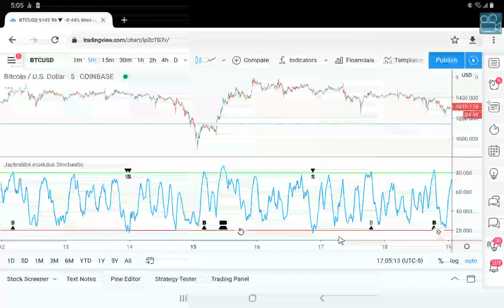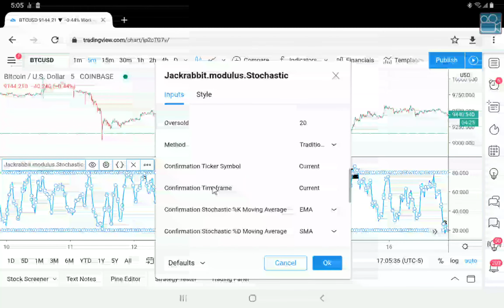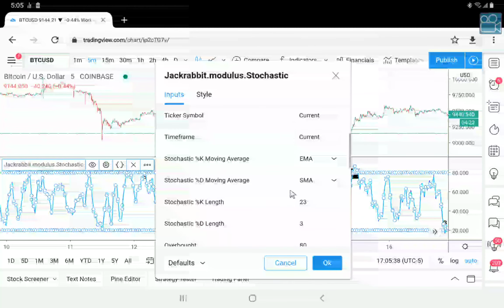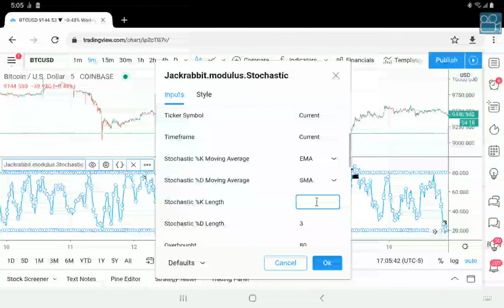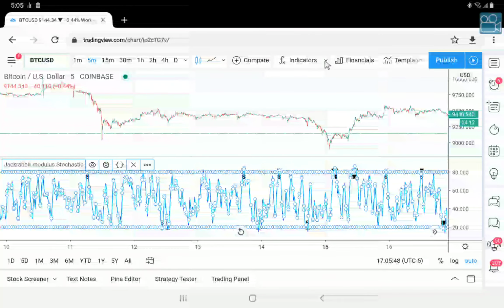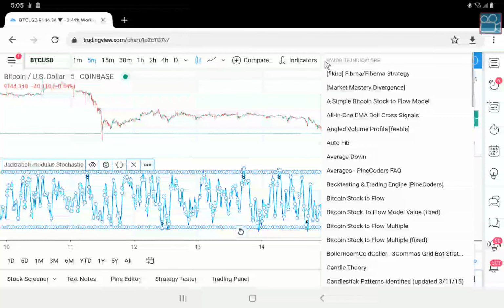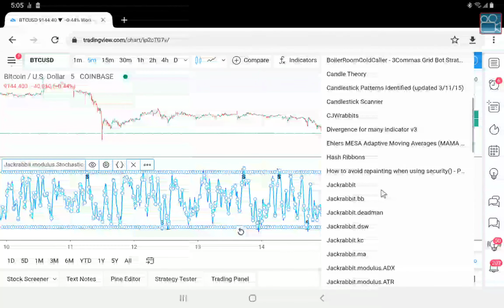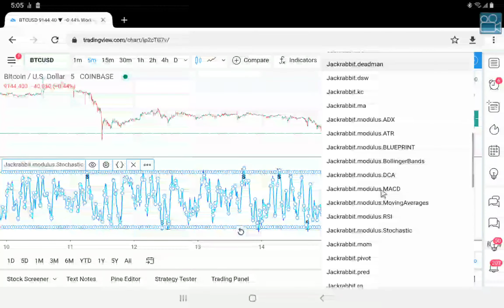For example, let's turn this off. Let's come back up here. Let's put this at 14. So now we're completely default. Now let's load the dollar cost averaging module.